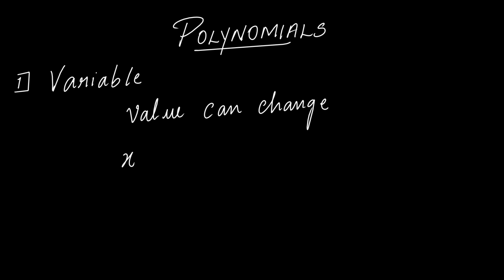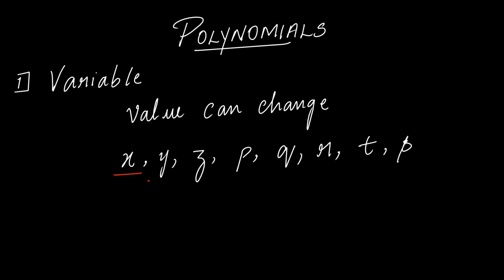Our first topic is variable. Let us understand this in a very simple way. A variable means a number that can change. It varies every time. So it is an unknown value which can take any real value. We use letters like X, Y, Z or P, Q, R or T and S to represent the variable.